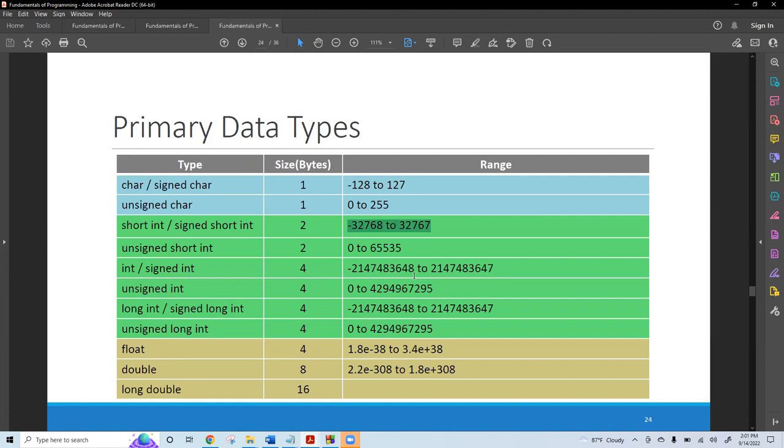Sorry, this range of value. This is short int, right? It is two bytes, usually 4-byte integers. So I have this range. For my general programming, this range is enough, right?